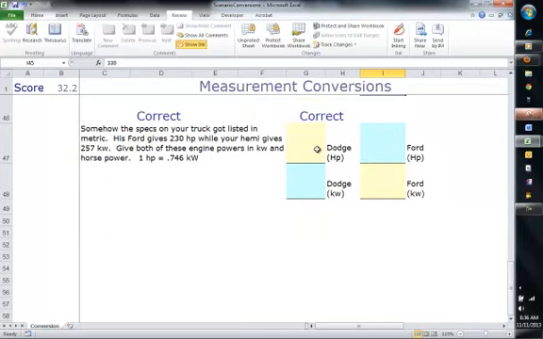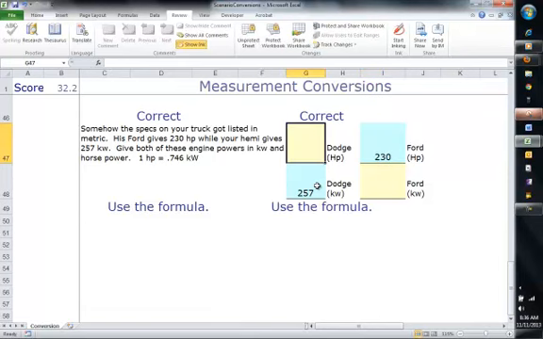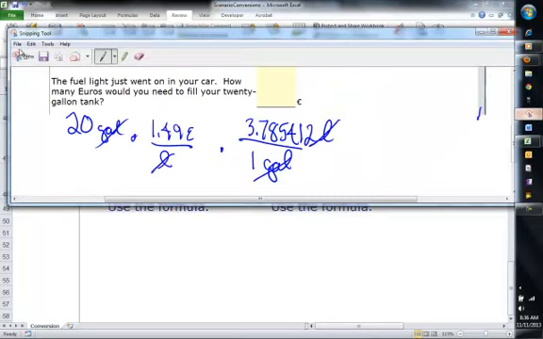Somehow the specs on your truck got listed in metric. His Ford gives 230 horsepower, while your Hemi gives 257 kilowatts. So 257 kilowatts, and the Ford is 230 horsepower. It says 1 horsepower is 0.746 kilowatts. So we're going to take, I'll get out the conversion chart here.